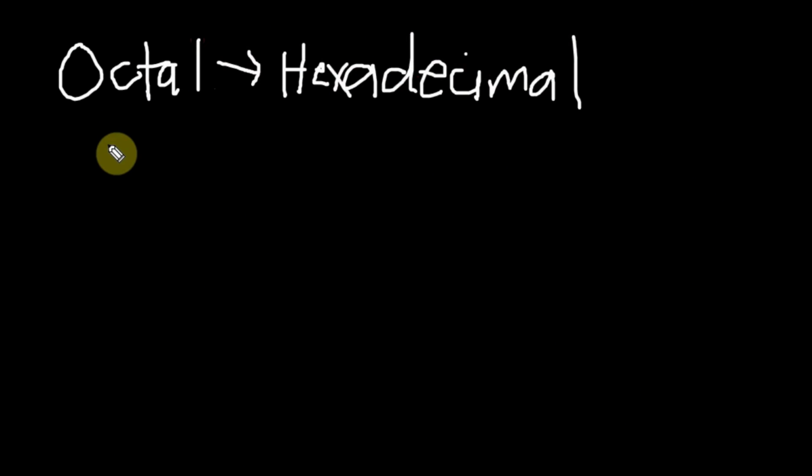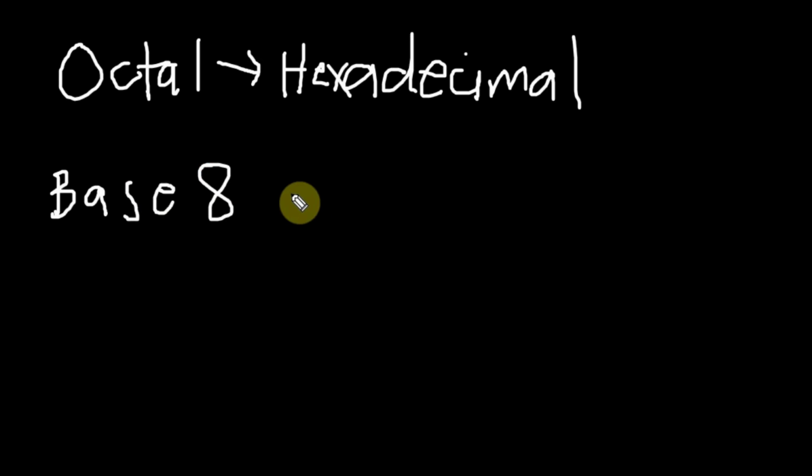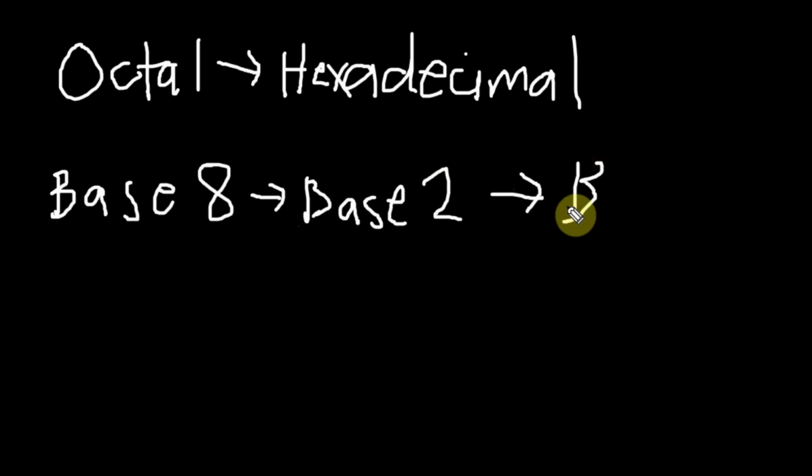Our second conversion is from octal to hexadecimal. It may sound like one conversion, but we actually use two. A conversion inside a conversion. We convert the octal, base 8, first to binary, base 2, and then convert it to hexadecimal, which is base 16.